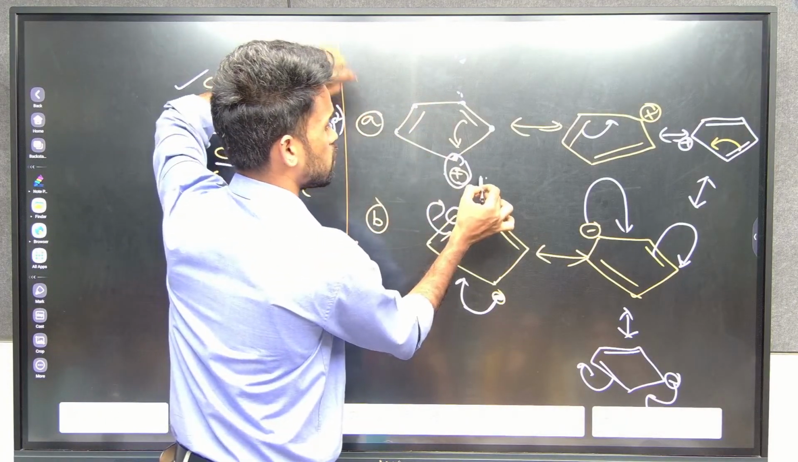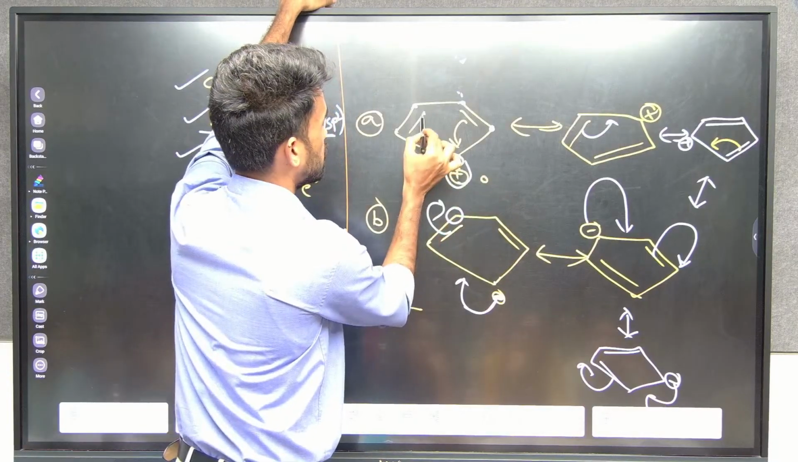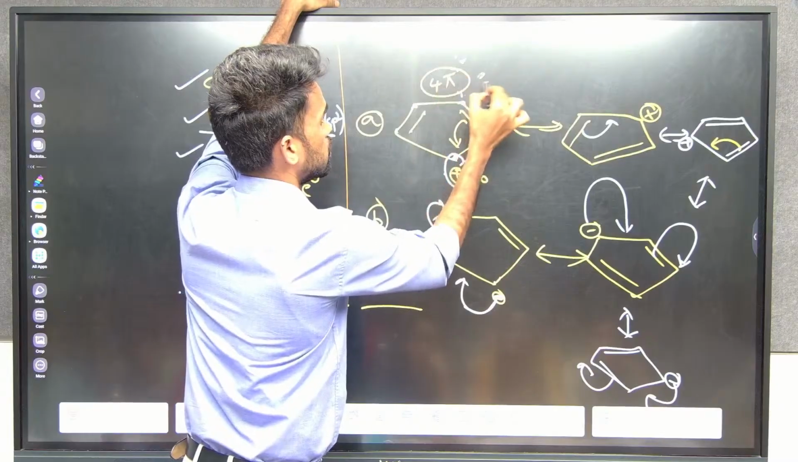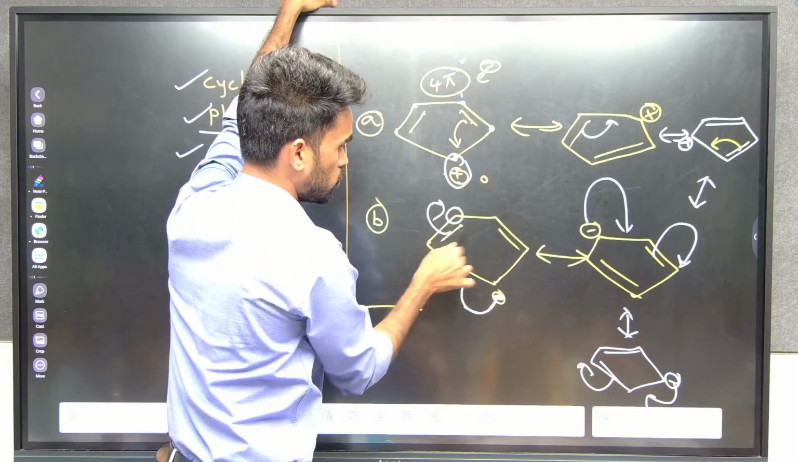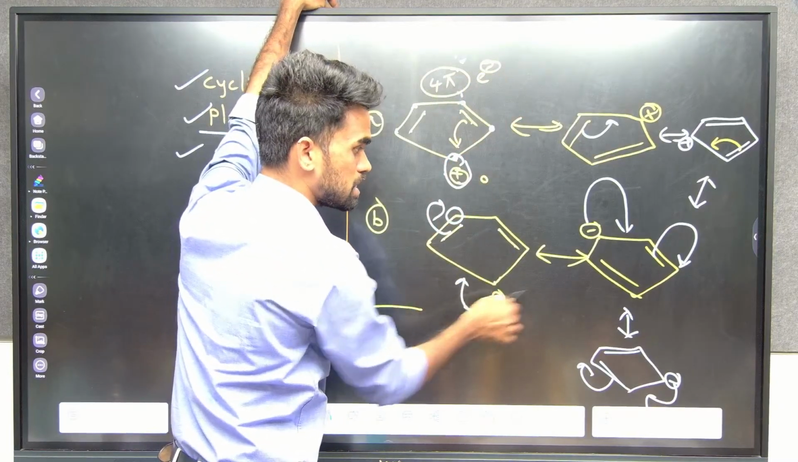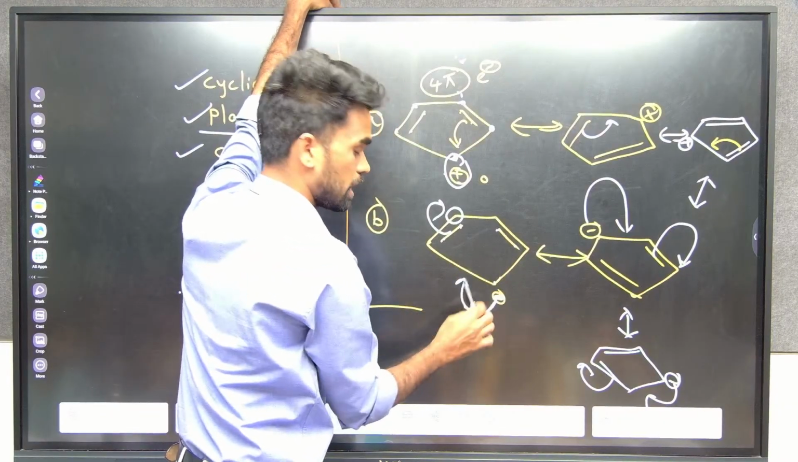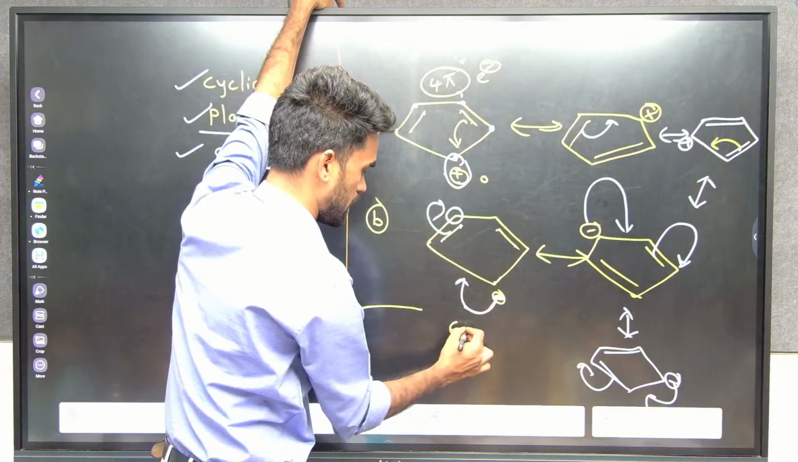Positive charge means 0 electrons here, no pi electrons. But here 1, 2, 3, 4. So 4 pi electrons here. What about this one? 1, 2, 3, 4. Again, the negative charge is also becoming a pi bond. So 1, 2, 3, 4, 5, 6. Negative charge means 2 electrons. So total 6 pi electrons here.